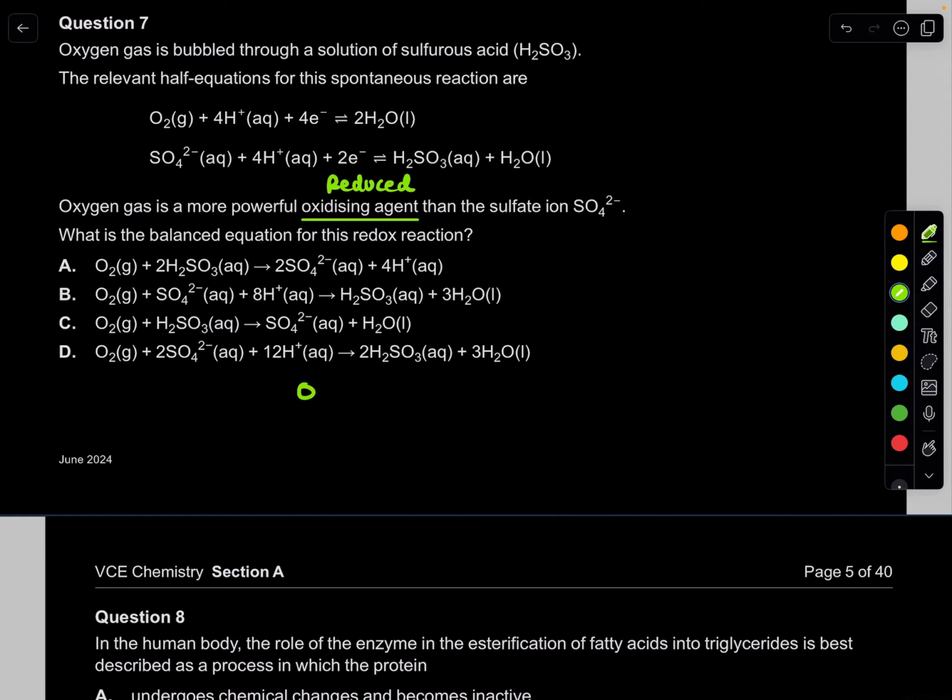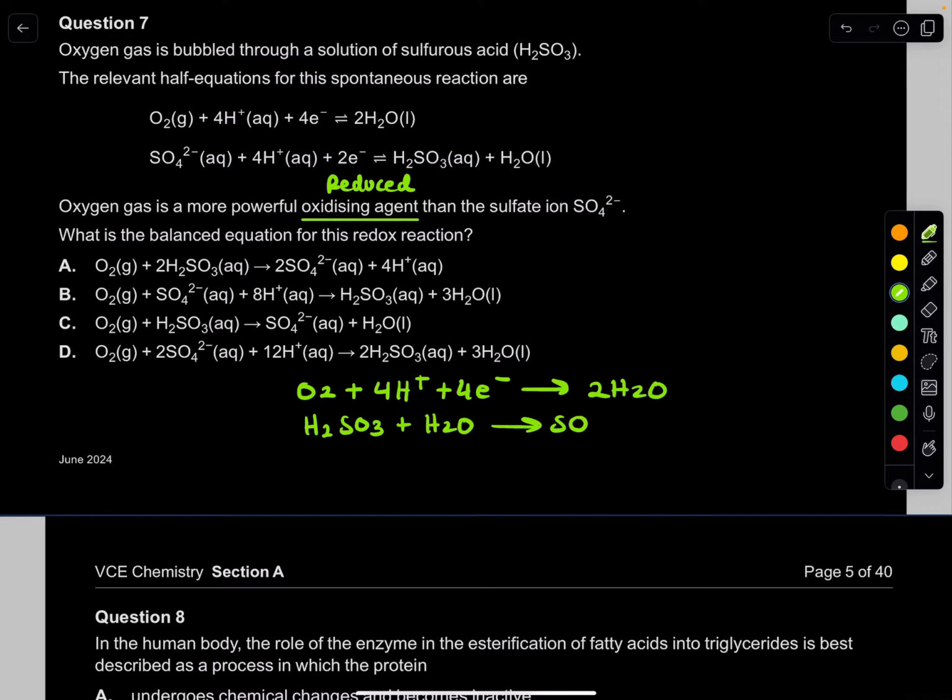So let's write the first one. O2. I'm not going to write the state symbols, just a waste of time. So O2 plus 4H+ plus 4 electrons gives us 2H2O. Then reflect this here to get the electrons on the right-hand side. H2SO3 plus H2O results in SO4 2- plus 4H+ plus 2 electrons. Now, beautiful, we've got them perfectly.